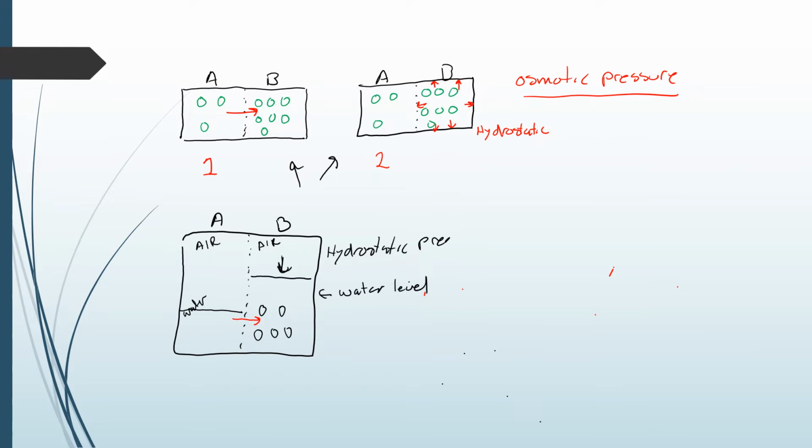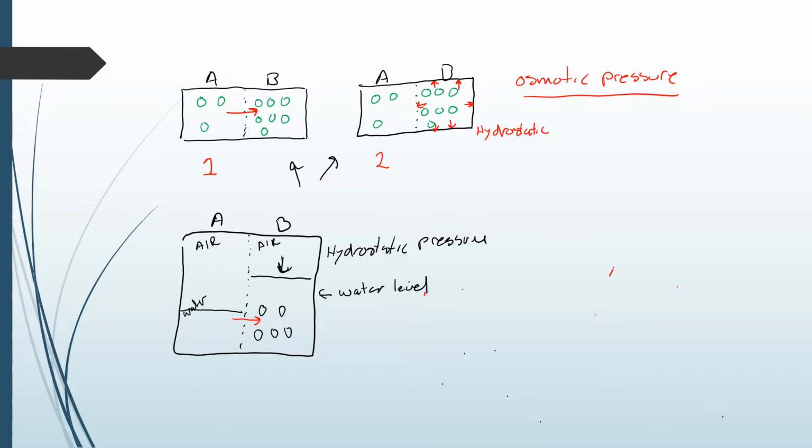Now, that's going to resist water moving in. So in other words, water will only be able to move in just so much, because the hydrostatic pressure, or the pressure from the weight of all that water that's accumulating, is going to act to resist any more water moving in. And so therefore we're going to reach an equilibrium. Again, that's going to be that osmotic pressure.